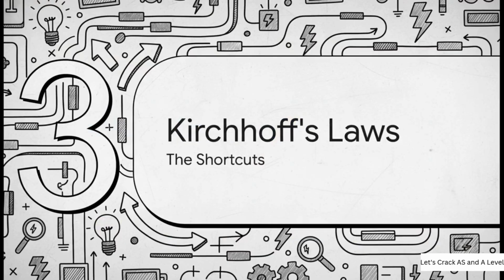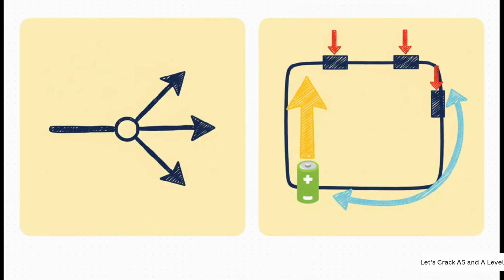Okay, now for the tools that will let you solve pretty much any DC circuit, no matter how scary it looks. Let's talk about Kirchhoff's laws, and please don't think of them as complicated rules. Think of them as powerful shortcuts. Kirchhoff's two laws are actually just basic conservation principles in disguise. The first law is simple. At any junction in a circuit, the total current going in has to equal the total current coming out. It's just conservation of charge. You can't create or destroy it.